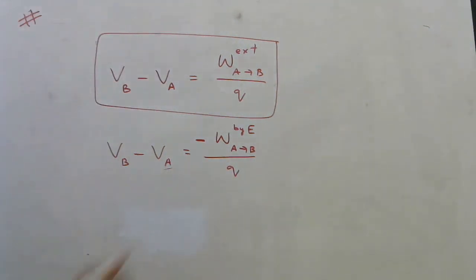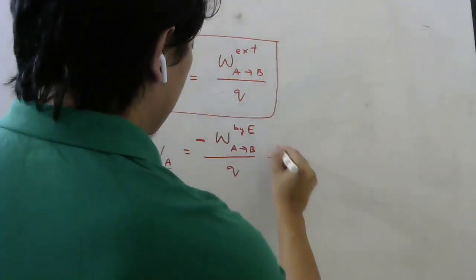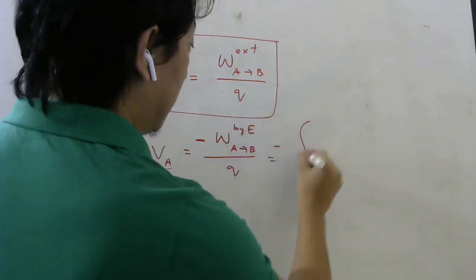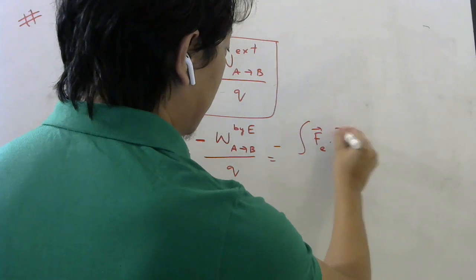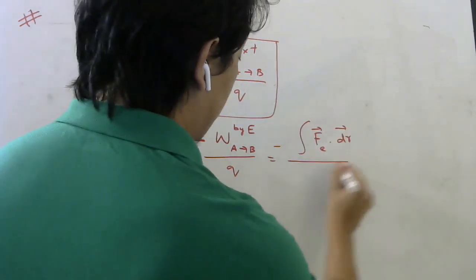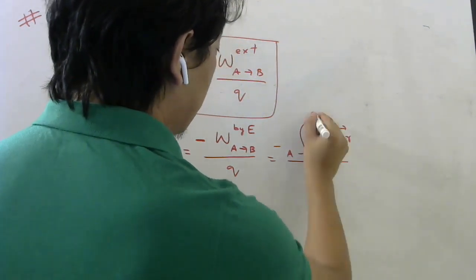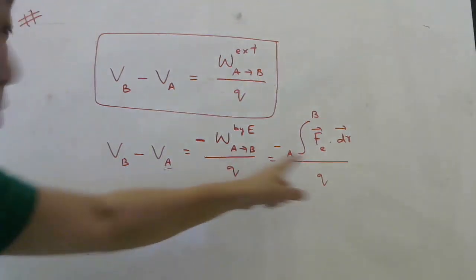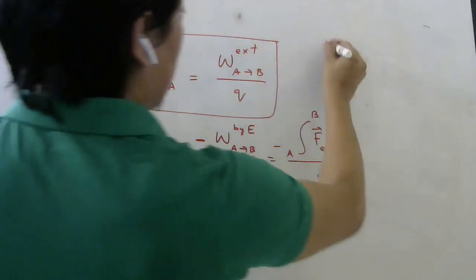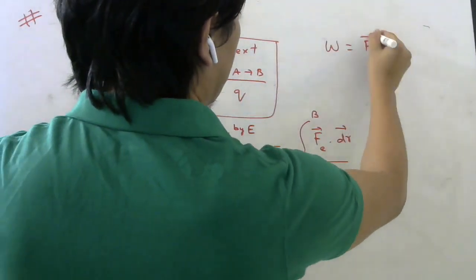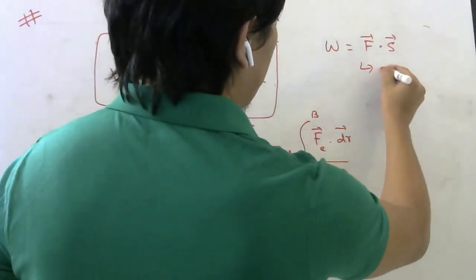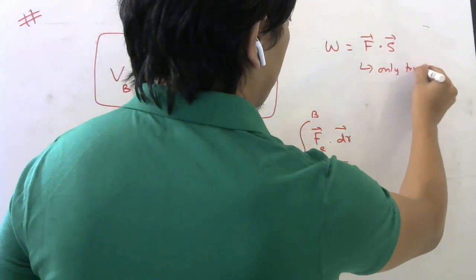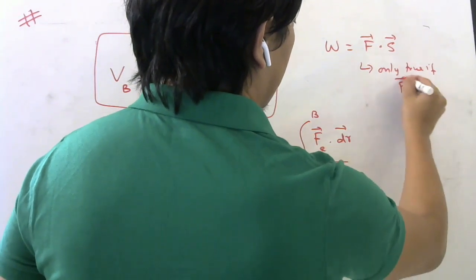Okay. Now work done by electric field. How do you write work done? Integral force of electric field dot displacement, small displacement, divided by Q from A to B. All of you know this from first PU, right? Usually, how do you write work done? Force dot displacement. But this is only true if force vector is constant.